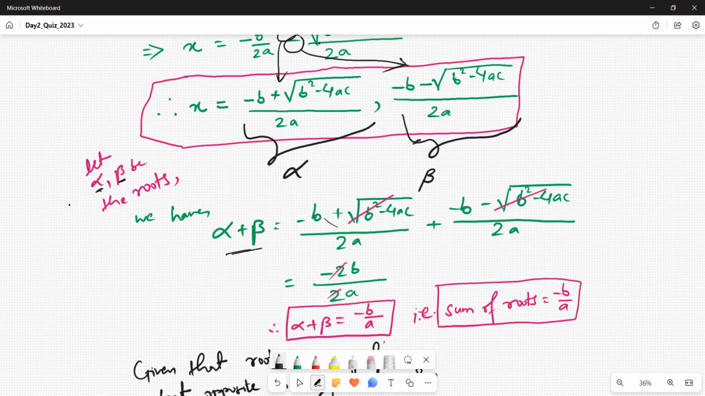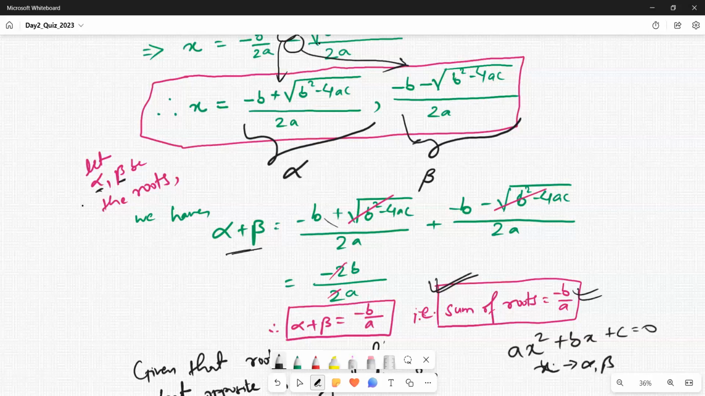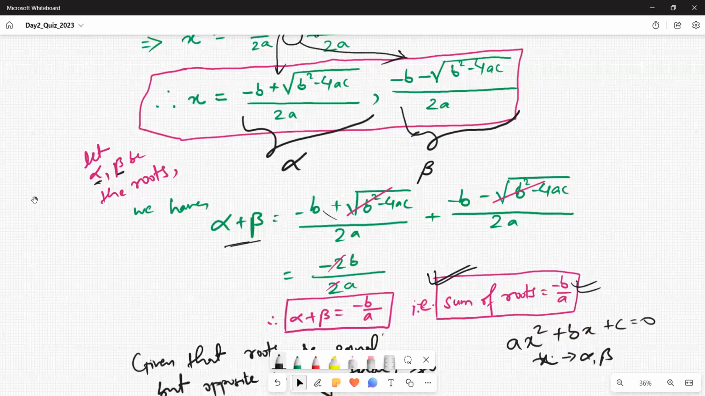So alpha plus beta, also known as the sum of roots, I have written here, right? So I think everyone should be clear with this. Sum of roots is equal to minus b by a when the equation is what? Our quadratic equation was ax square plus bx plus c equal to 0. For this equation, if x has the roots alpha and beta, then alpha plus beta will be minus b by a. Clear to everyone? I hope it is clear to everyone.